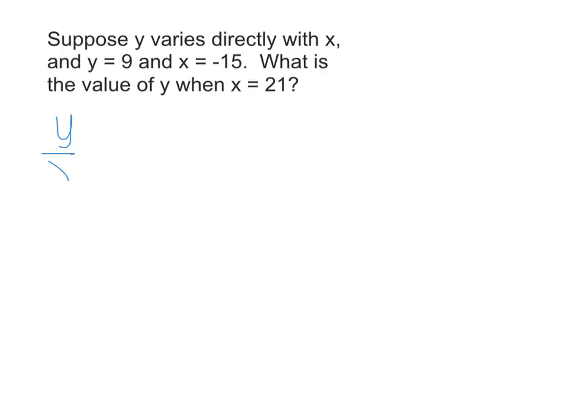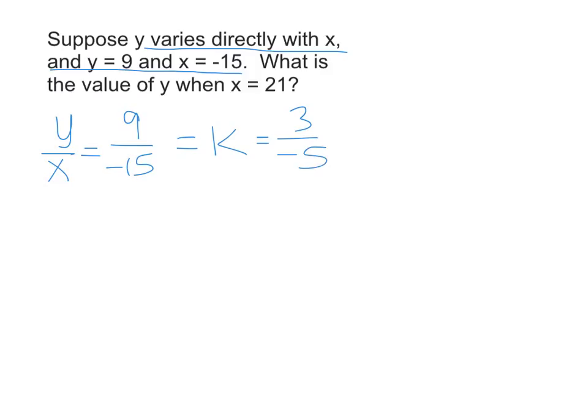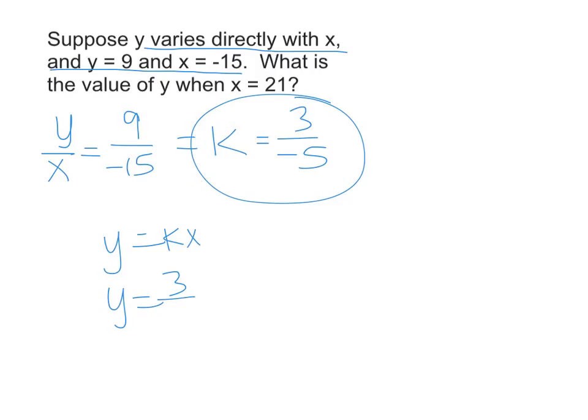So we're going to take the y over x for the first information that was given. It says y varies directly with x when y equals 9 and x equals negative 15. So we're going to plug in 9 for y and negative 15 for x. And that's going to help us find our constant k. We can reduce 9 over negative 15 to 3 over negative 5. So our constant of variation k is negative 3/5. So the second step after we find our constant is to write our equation y equals kx. So y equals 3 over negative 5 x, and this is our direct variation.